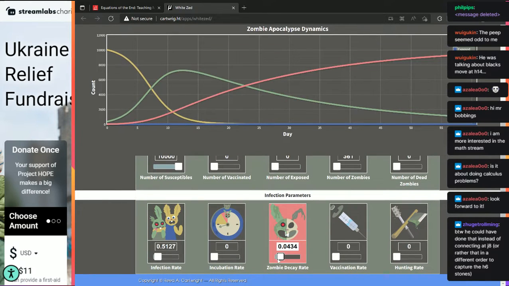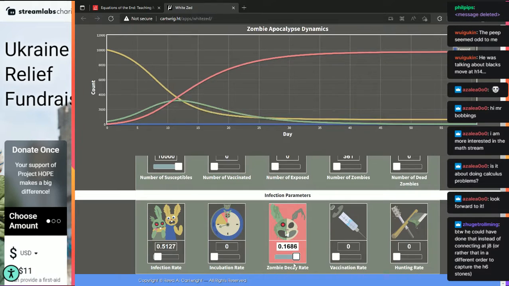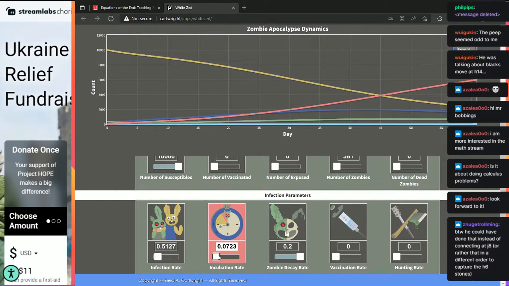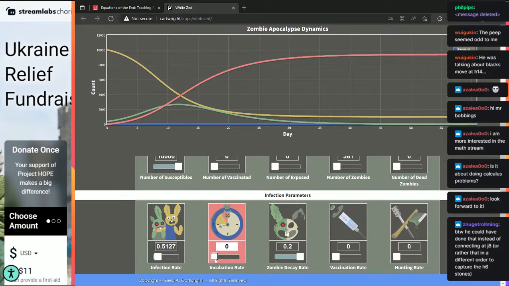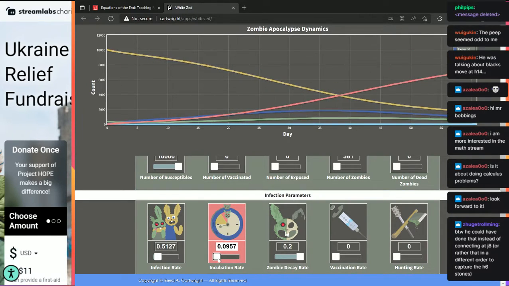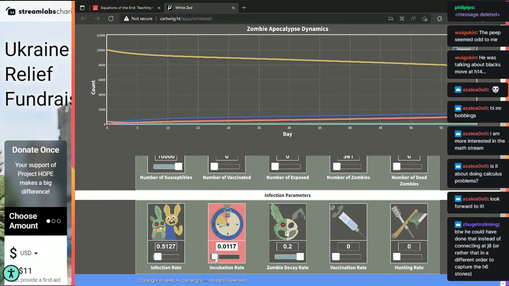Zombie decay rate. Interesting. Ooh, okay. So at a certain decay rate, people live and don't die off. Incubation time. Ooh. So with really low incubation time, this doesn't seem that accurate. Like, look, 0 and then really. Why does high incubation time look the same as really low incubation time? And then really low incubation time does not look like 0 incubation time.